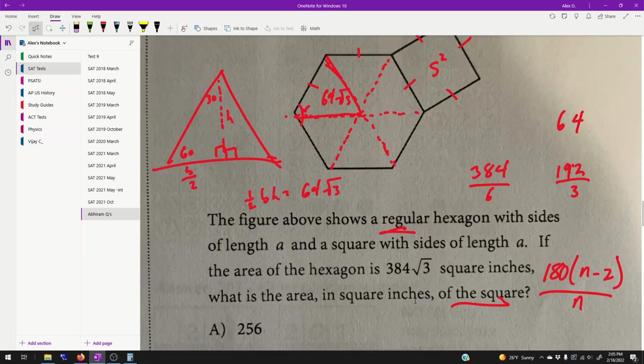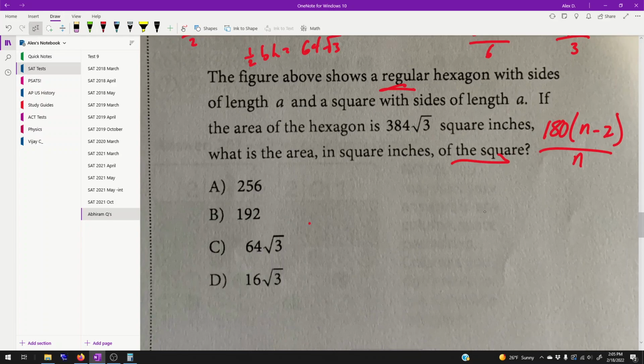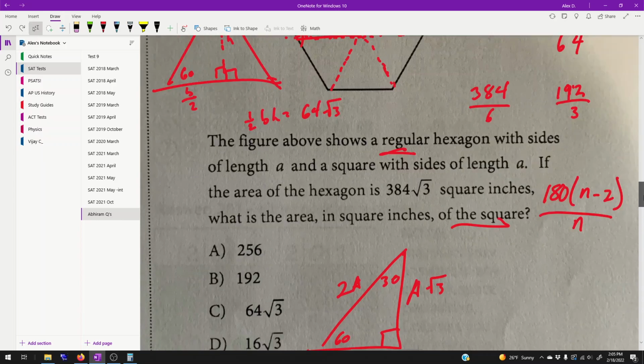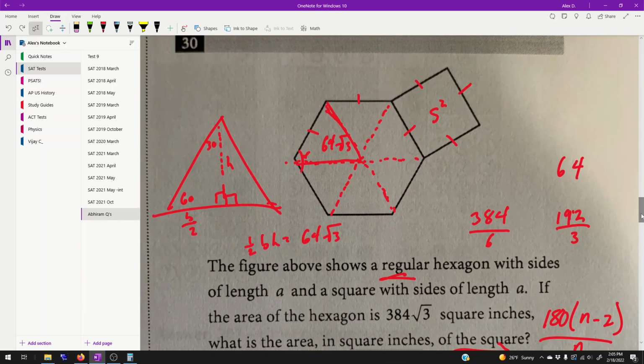And on 30, 60, 90 right triangle ratios, again, another thing you have to memorize. There's a lot to memorize here. On 30, 60, 90 right triangles, let's draw it a little bigger. 60, 30, 90. If this is A, this is A root 3, and this is 2A. So all I care about is that 2A, remember. If I can get the side length, we can get the area of the square, which is ultimately our goal. Don't lose sight of that.